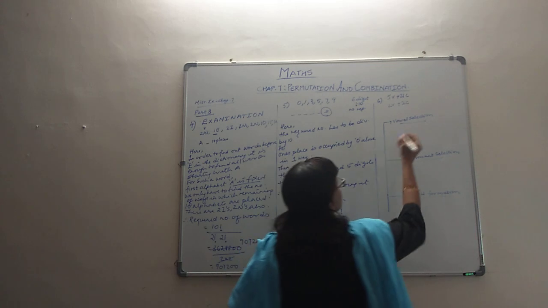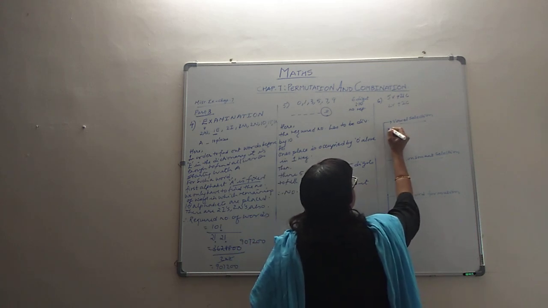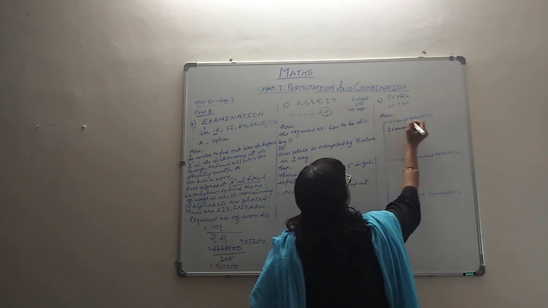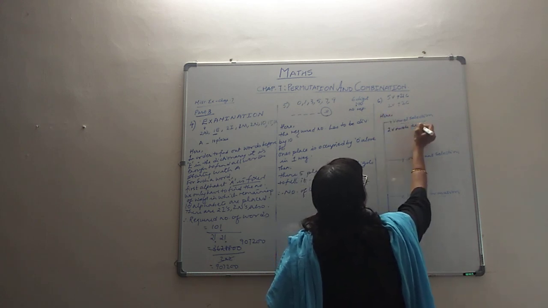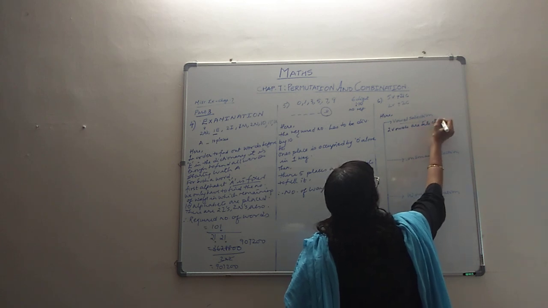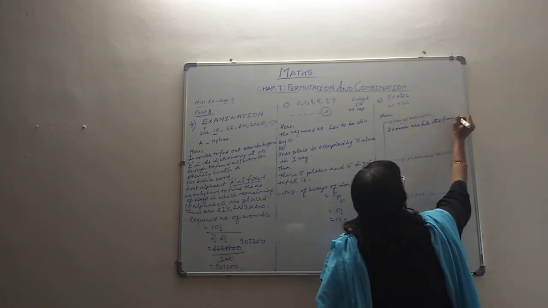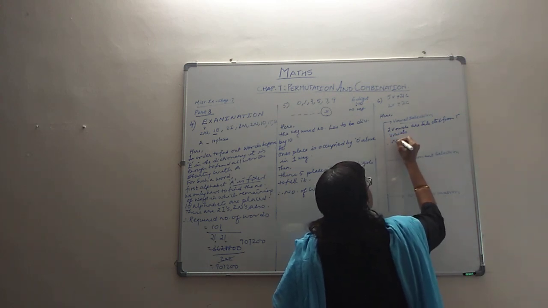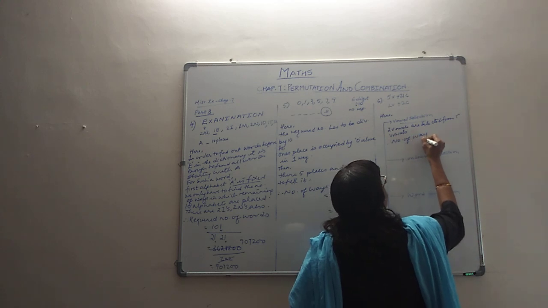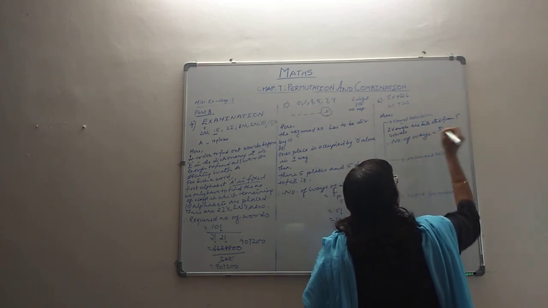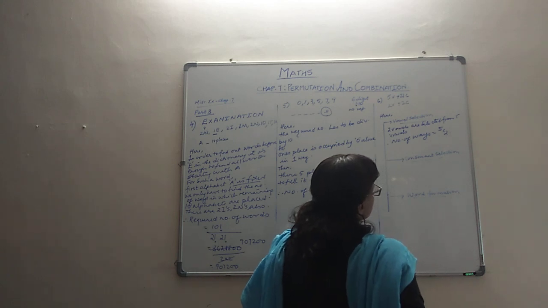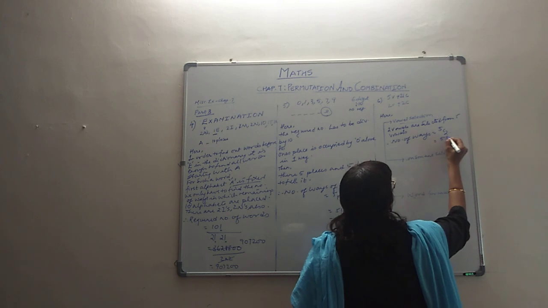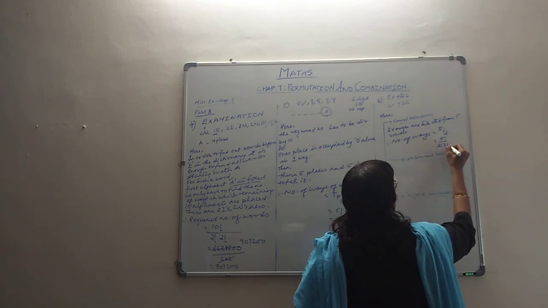So vowel selection. 2 vowels are selected from 5 vowels. Therefore, the number of ways is 5C2. I wonder whether we should simplify it here or at the last. I think at the last should be better. 5 factorial by 2 factorial into 3 factorial.